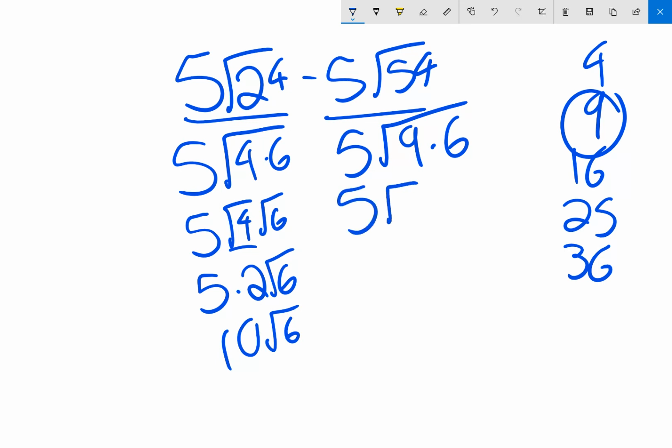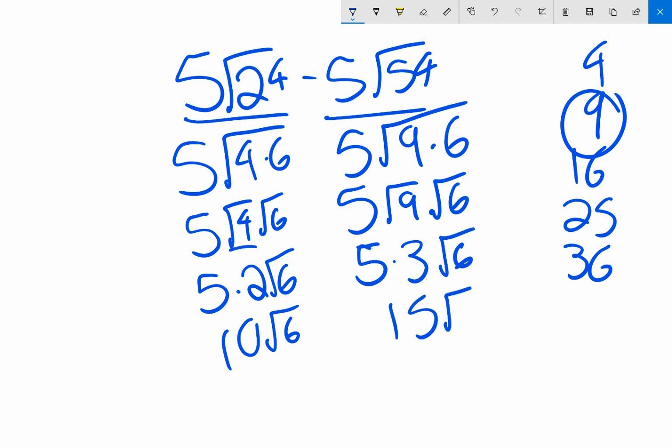So we have 5 times the square root of 9, the square root of 6. Now the square root of 9 is 3, so this is 5 times 3, and then the square root of 6. And 5 times 3 is 15. So we have 15 square root of 6. And don't forget, we are subtracting this.